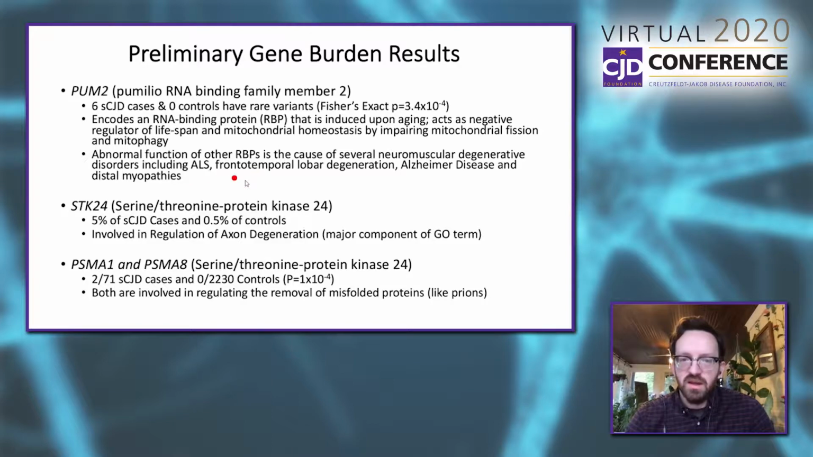homeostasis, and has been shown to have abnormal function in various situations. And in general, RNA binding proteins have been shown to be the cause of multiple neuromuscular degenerative disorders. We've also found other interesting genes like STK24, which is serine threonine protein kinase. And we found 2 genes involved in the proteasome in which variants have occurred only in sporadic CJD cases and no controls, which we'll look into more in the near future.